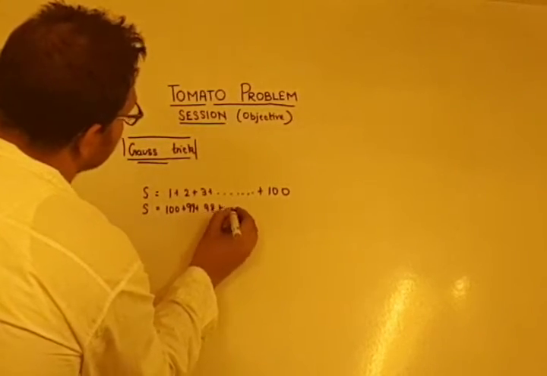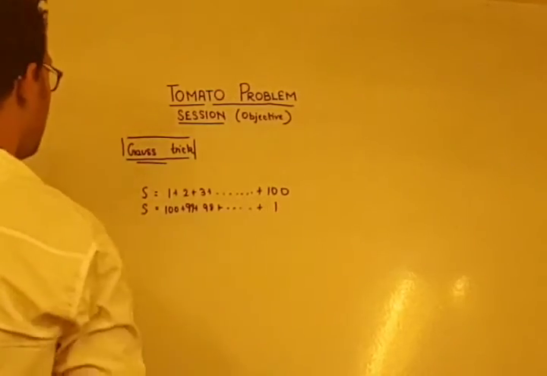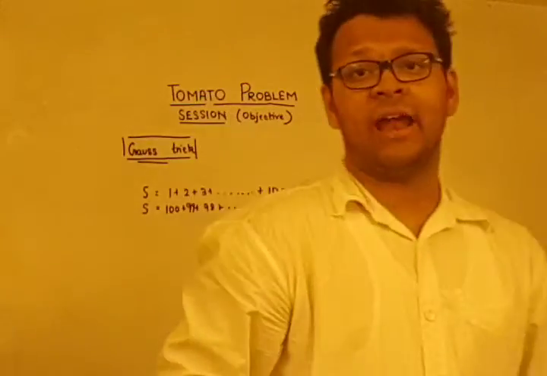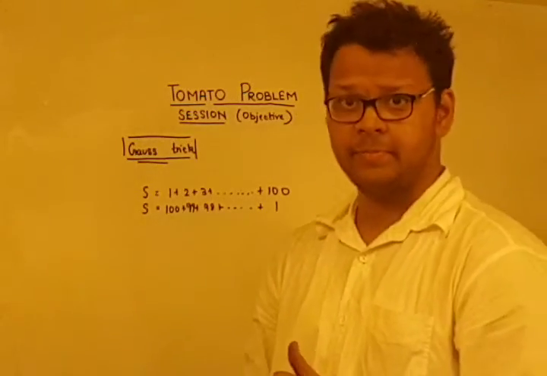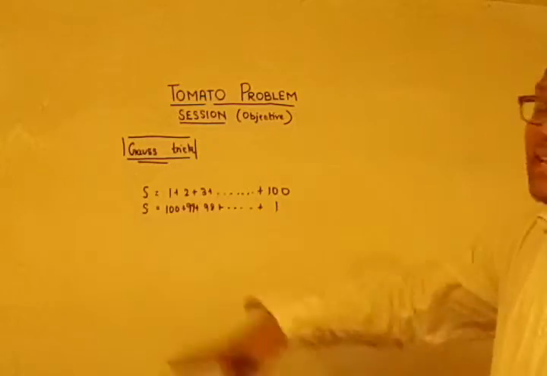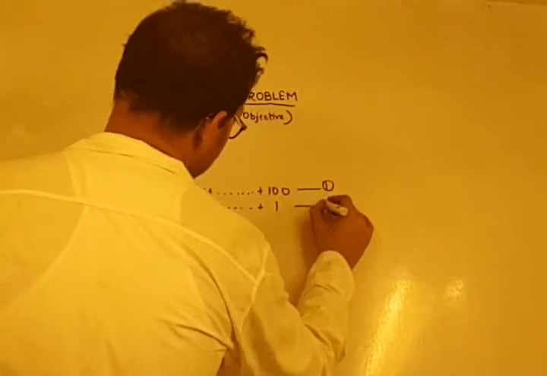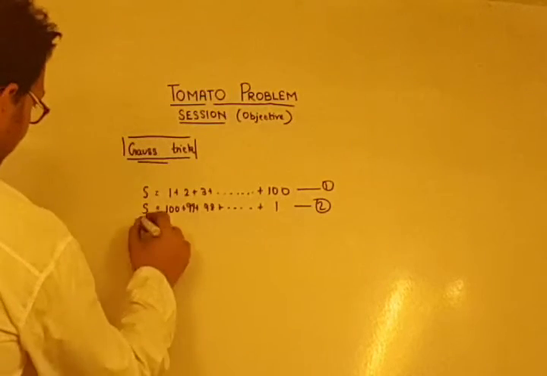Plus 98 plus up to 1. So addition we know is commutative. So if I write it in the reverse form, then that also comes to S. Okay. Now what if I add these two equations? So he named this as equation 1 and this as equation 2, and he added it.